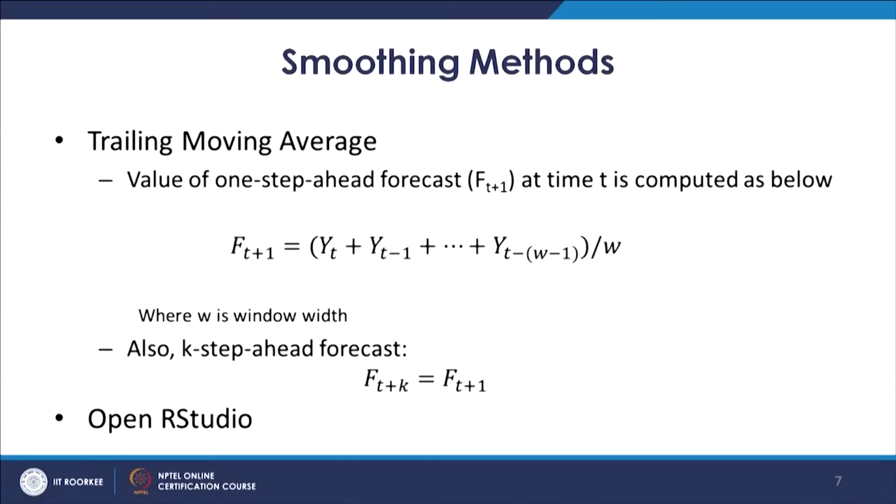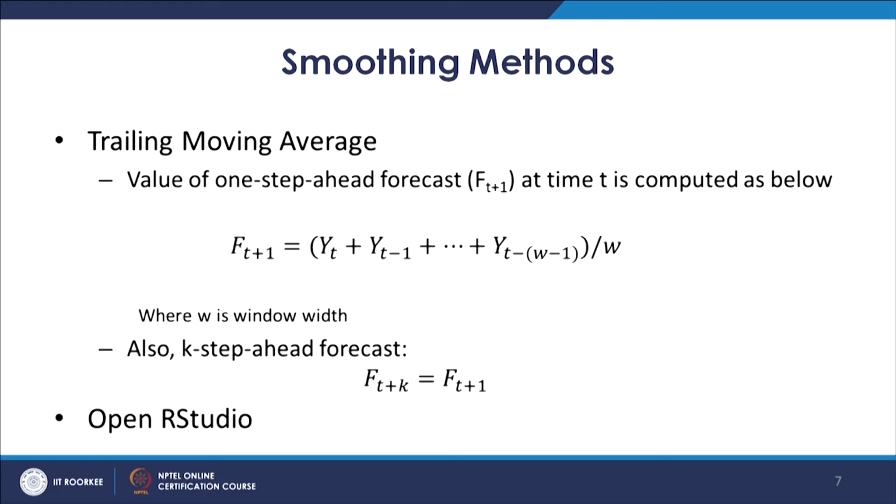Therefore, this particular method can be used for time series forecasting. If you are interested in the formula for how this is going to be computed, this is how we can write it. The value of the one step ahead forecast F t plus 1, using the values till time t, is indicated by capital F t plus 1. This can be computed as below.